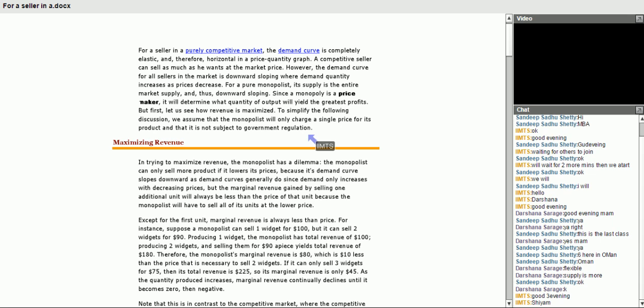So from this point a line will be drawn. The first point is that it should touch the market demand curve. So it is touching it over here. Now from there it will touch the total cost line, that is there. So this is the area of loss for the monopolist. Okay, this is the area of loss for the monopolist.